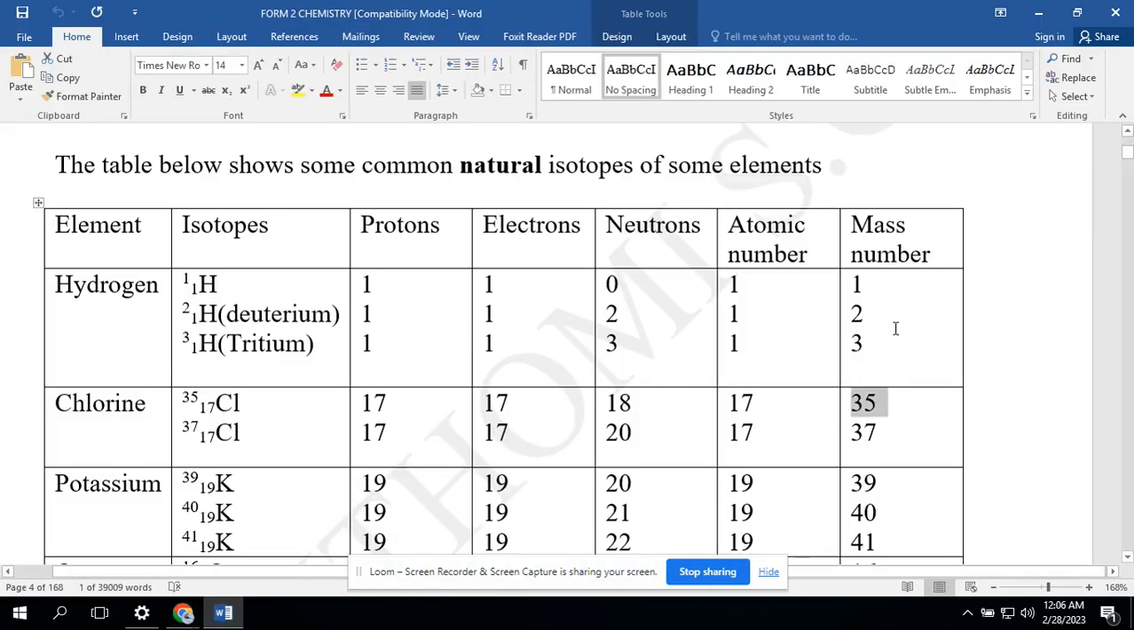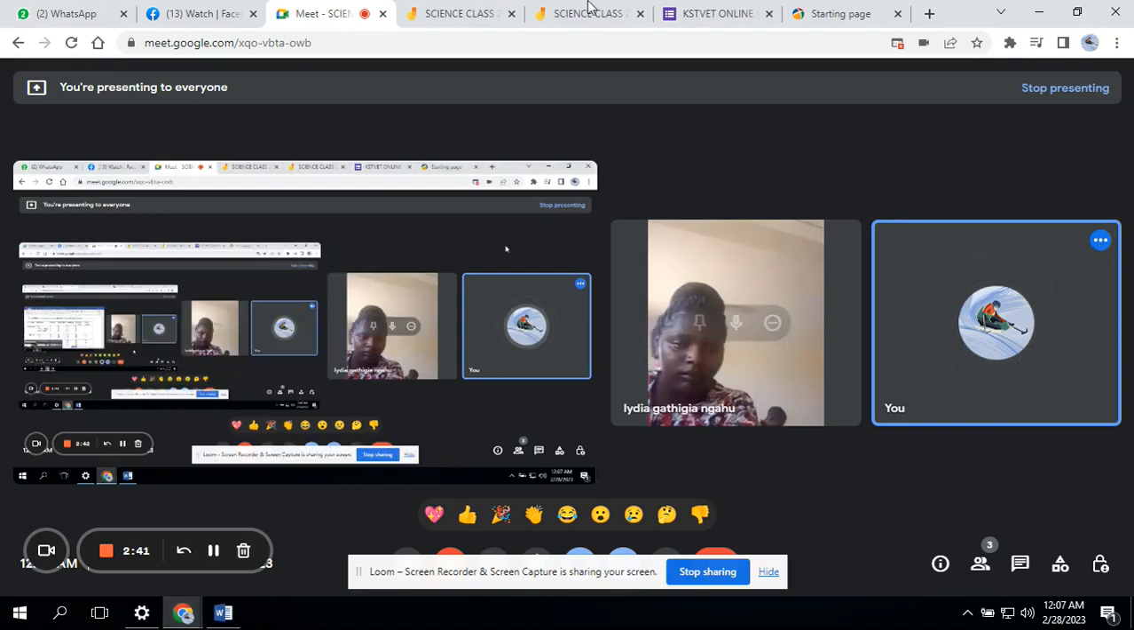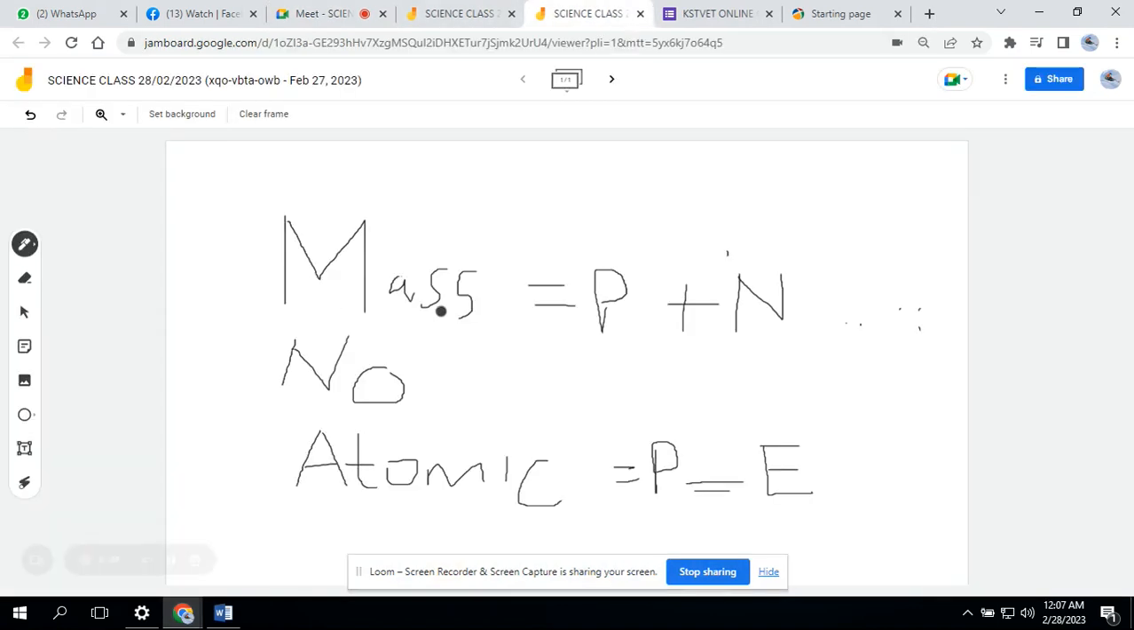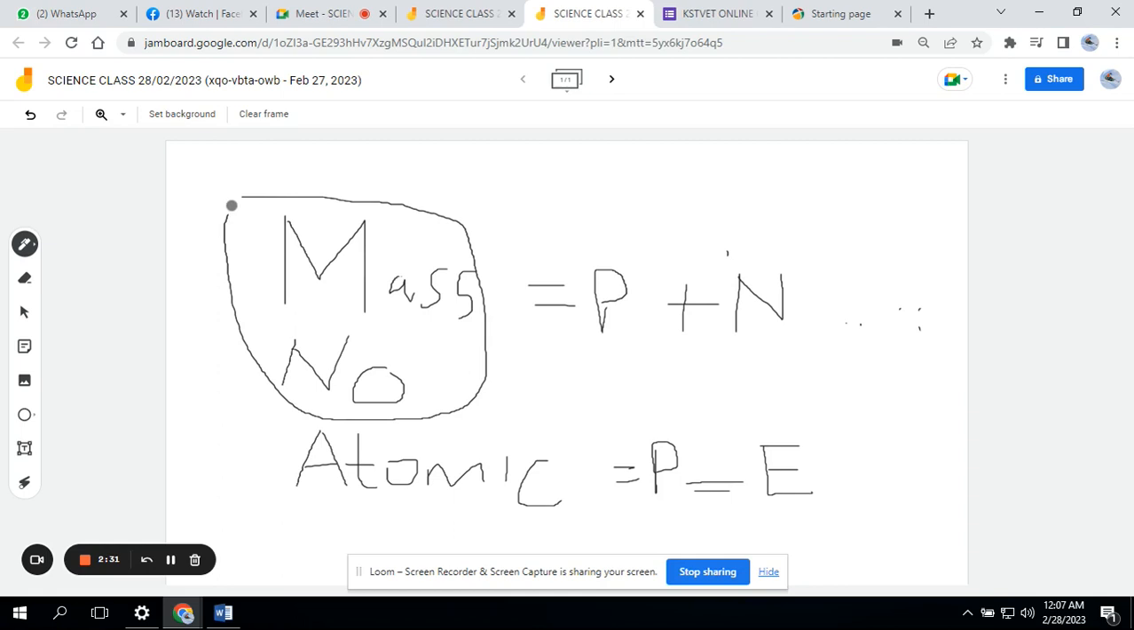Okay, I have said that for you to have the mass number 35, the way we come up with this 35 is by taking our neutrons. Let me just add it now. Let me share my board, I can just draw it. I have said before that this one here is the mass number.